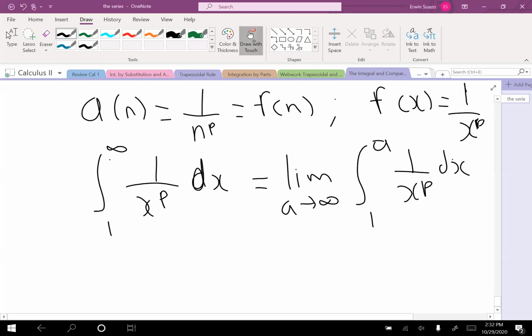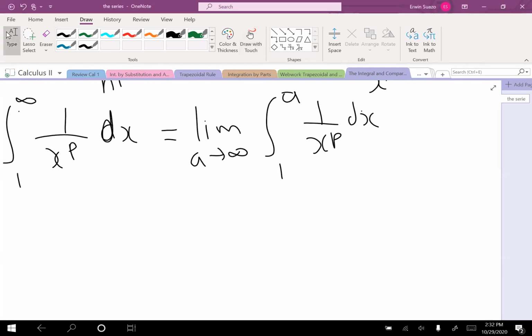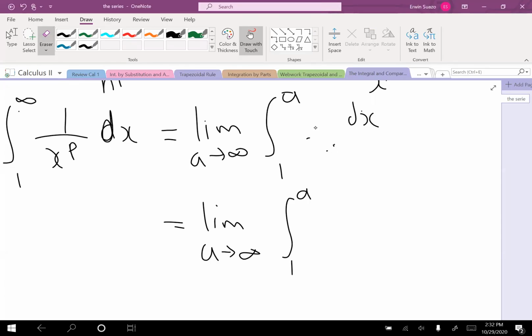Okay, so what do we do? How do we do this integral? What is the derivative of 1 over x^p? What should I do? So you erase this one and then put x to the minus p, right? And what is the derivative of x to the minus p? You guys know. What is it?